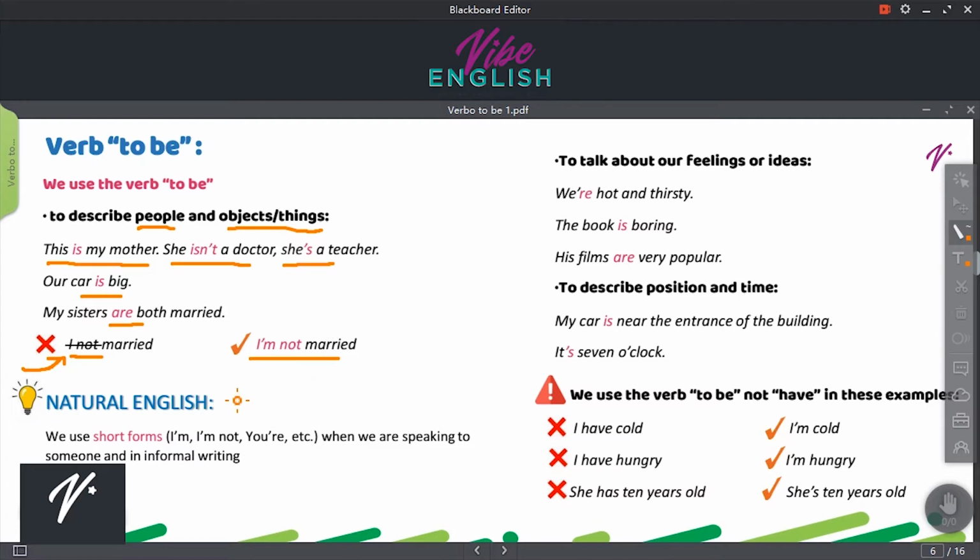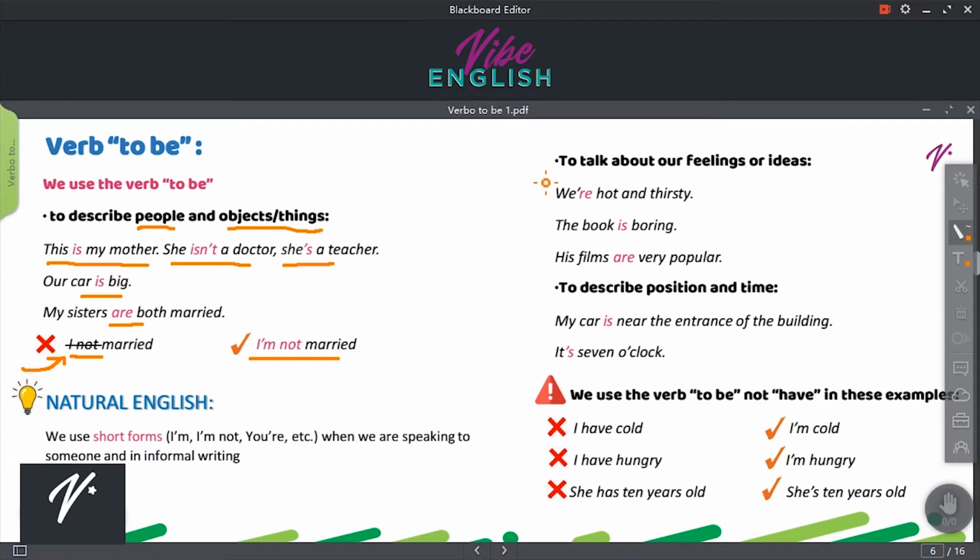As we explained before, the short forms are commonly used in natural English. Okay, so I'm not, you're, when we are speaking and also in informal writing.